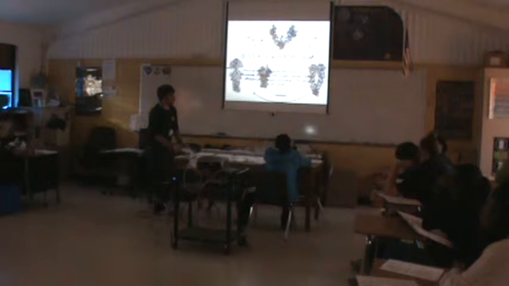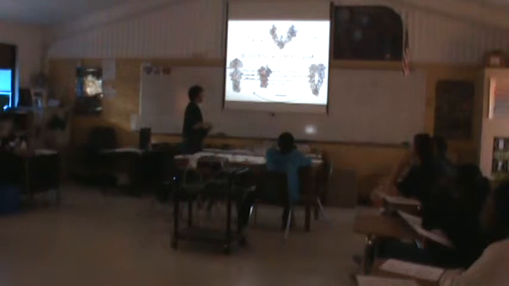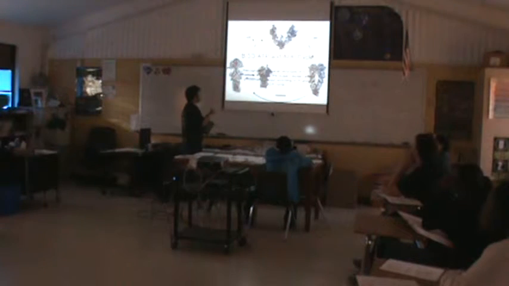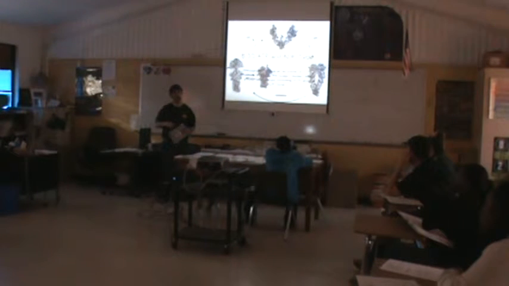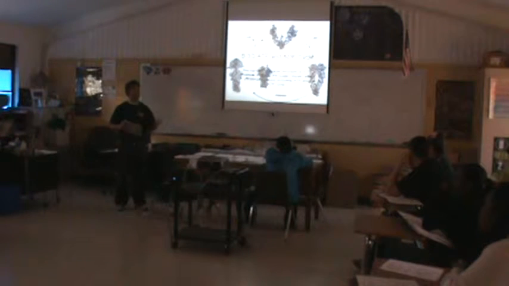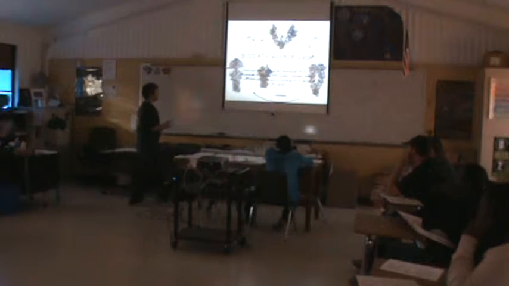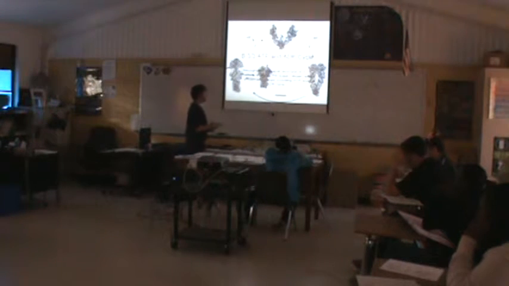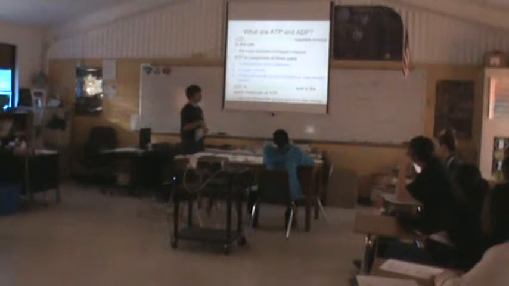So 3.3 says, recognize the overall structure of ATP, namely adenosine, the sugar ribose, and phosphate groups, including the ATP and ADP cycle. All right. So in other words, what you need to know is what ATP looks like. You need to know what ADP looks like, and its parts, and how it goes from one to the other. Okay. So, ATP.